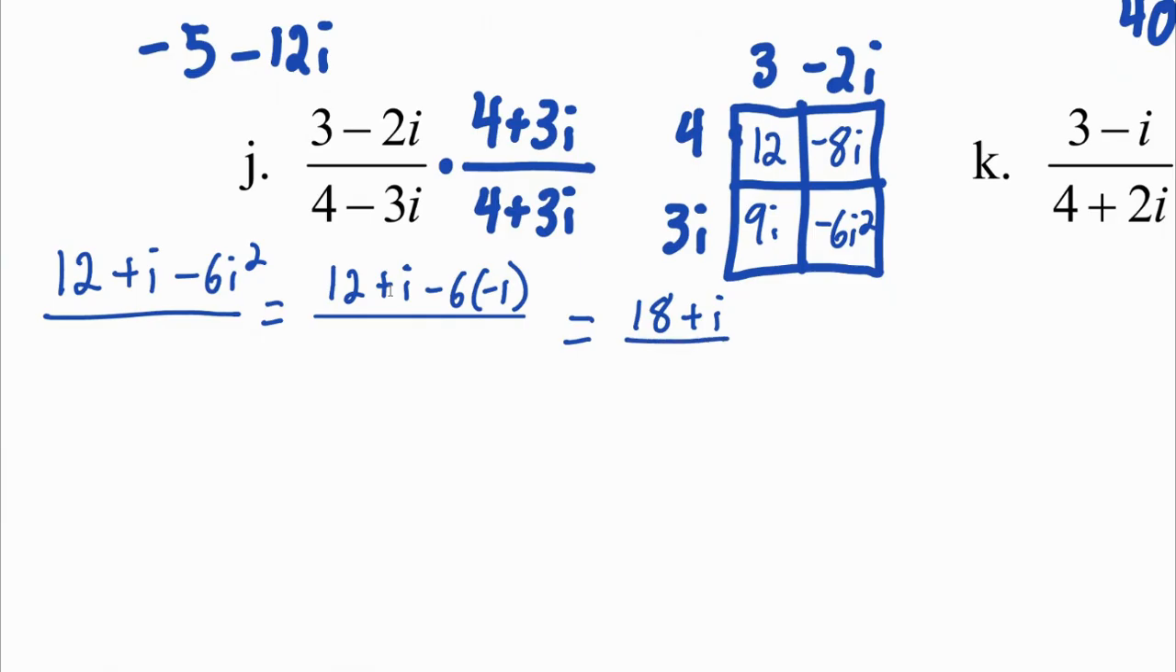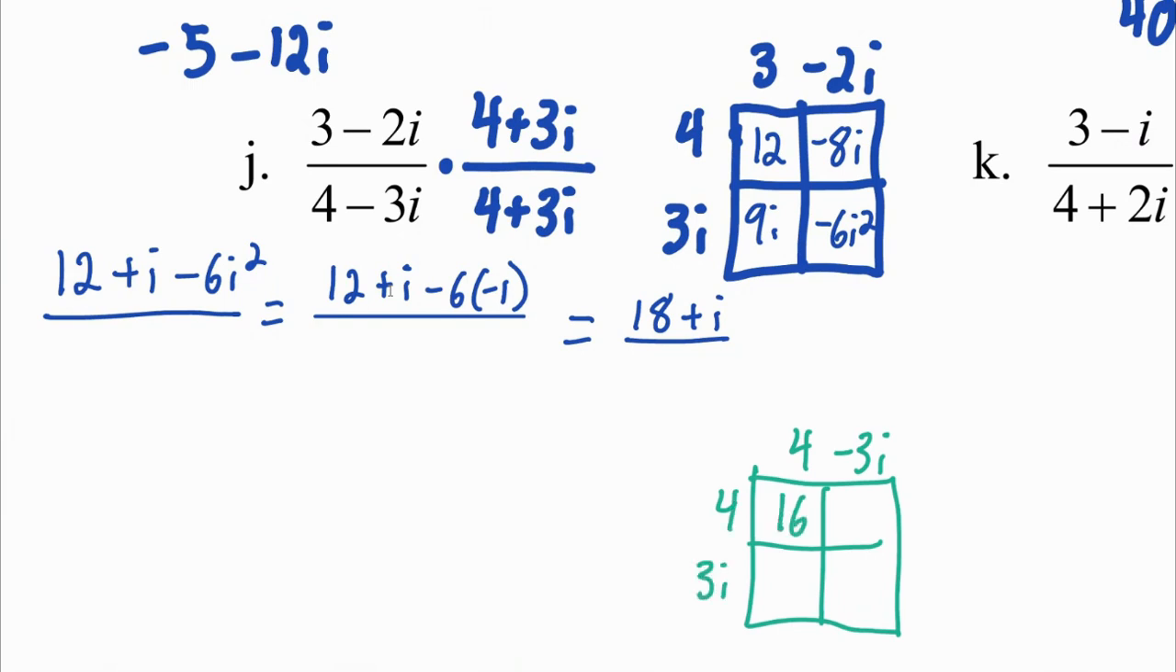But again, then I still need to do that denominator. So we do 4 minus 3i times 4 plus 3i. So 4 times 4 is 16. 4 times negative 3i is negative 12i. 4 times positive 3i is 12i. And then negative 3i times 3i is a negative 9i squared. So then we have 16, and those 12i's cancel, so minus 9i squared. Again, we can replace i squared with negative 1. So it's going to be 16 plus 9, which is 25.